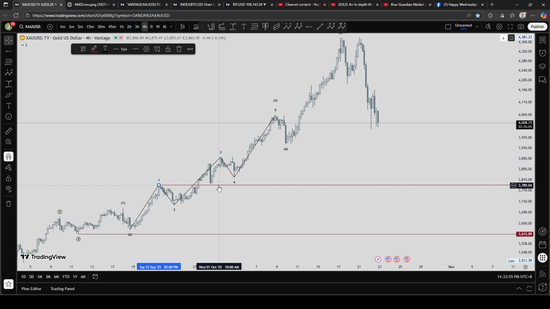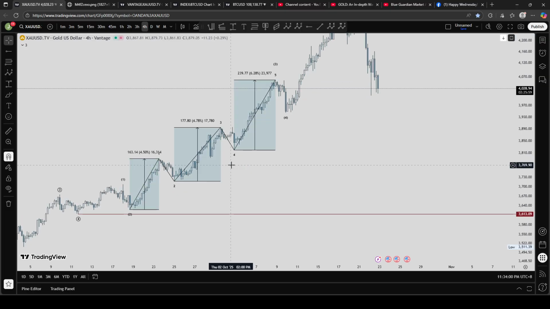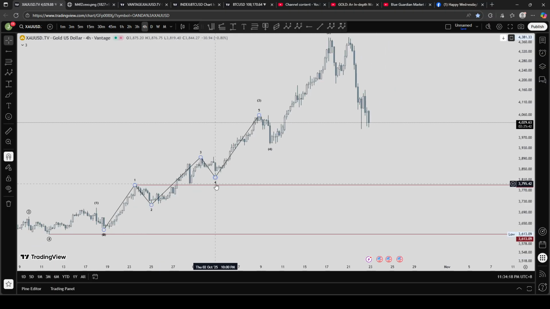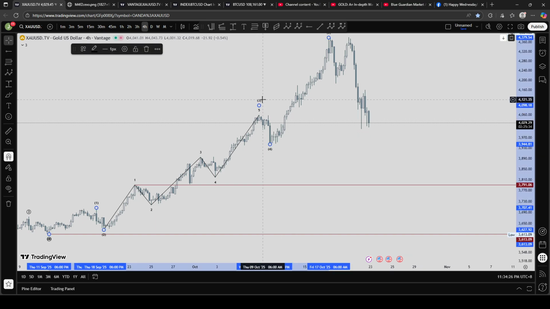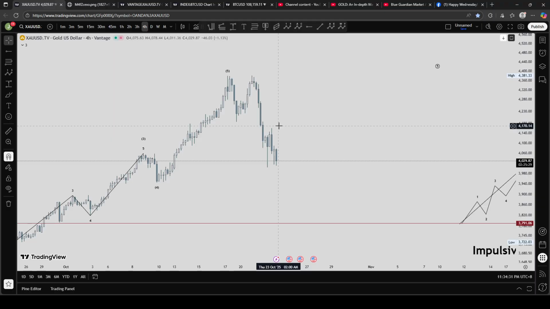Second rule, wave 3 must not be the shortest among the waves 1, 3, and 5. That's satisfied as well. And then the last cardinal rule, wave 4 should not retrace beyond the territory of wave 1. Since we have satisfied all the three cardinal rules of Elliott wave theory, therefore this is a valid wave 3. So if this is a valid wave 3, what will happen now?